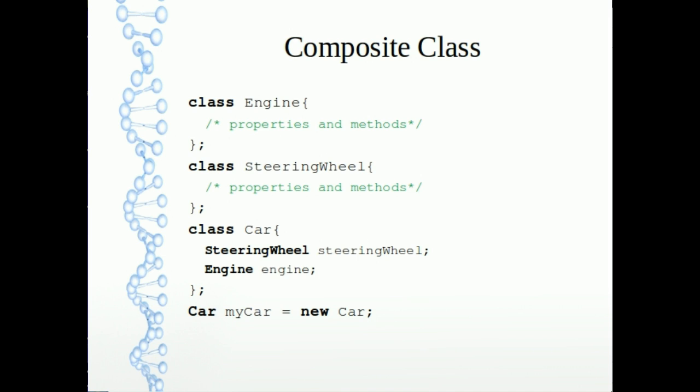We have three class declarations, engine, steering wheel, and car, and then we create an instance of the car class called myCar. If we look at the engine and steering wheel classes, we can see that they have their own properties and methods, which I have left blank for now. And if we look at the car class, it has a steering wheel property, which is an instance of the steering wheel class, and an engine property, which is an instance of the engine class.